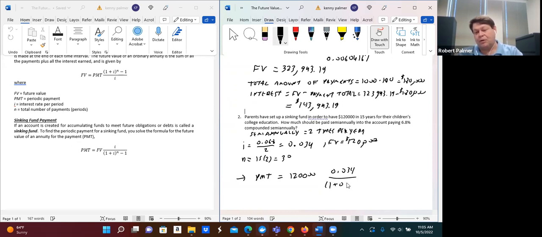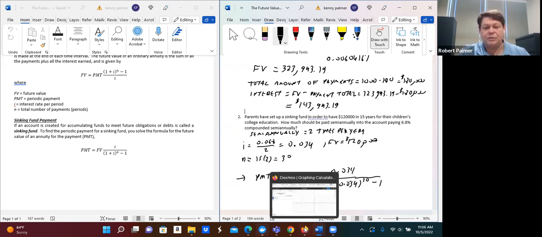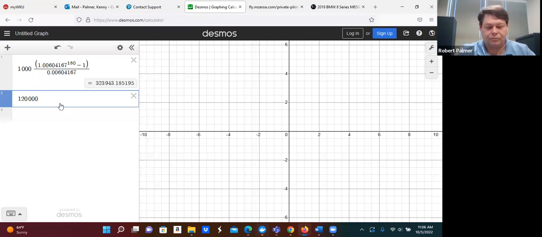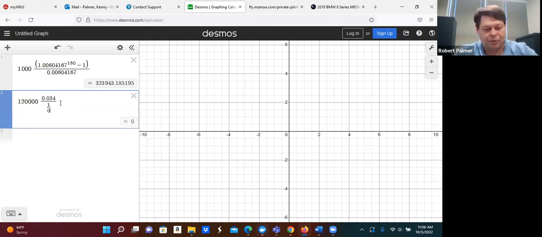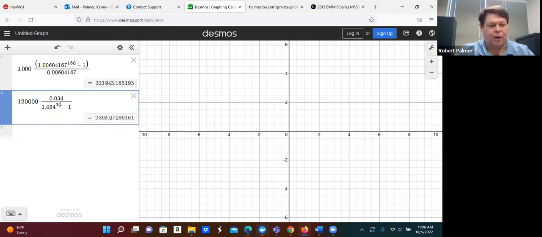So 1 plus 0.034 to the N, which is 30, minus 1. Okay, let's try that again. Go back to Desmos. 0.034 divided by, then we have 1.034 raised to the 30th, and minus 1. Now, that gives us our amount. So about $2,363, and to the nearest cent, 7 cents.